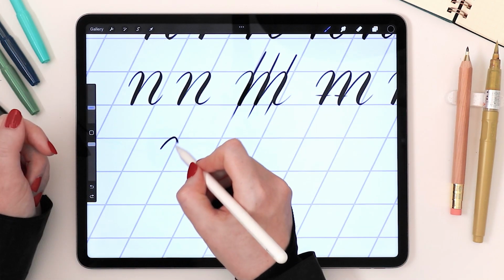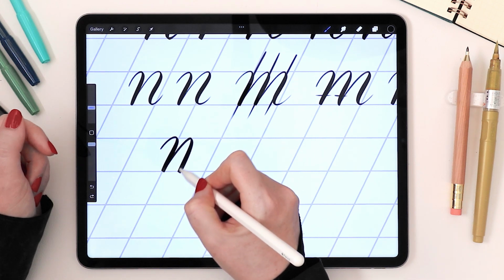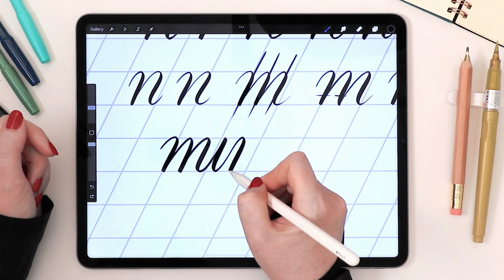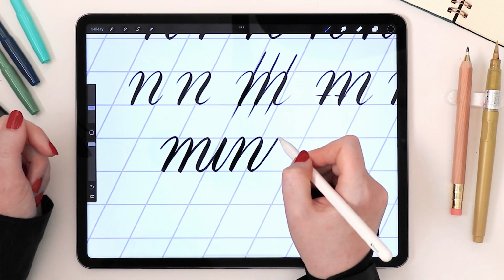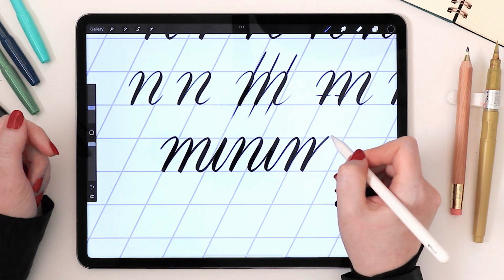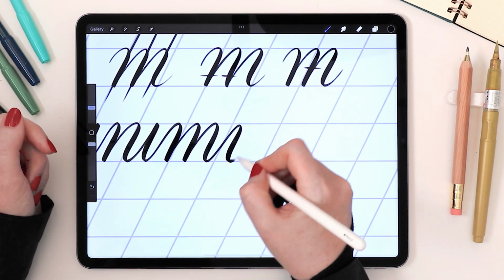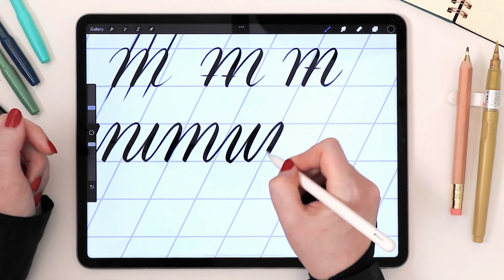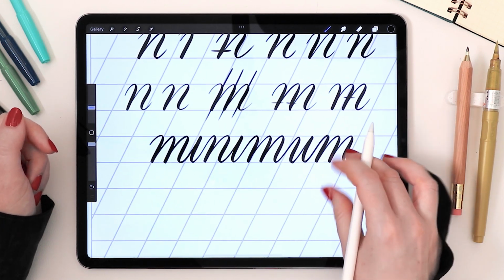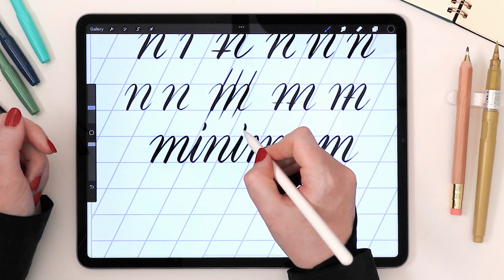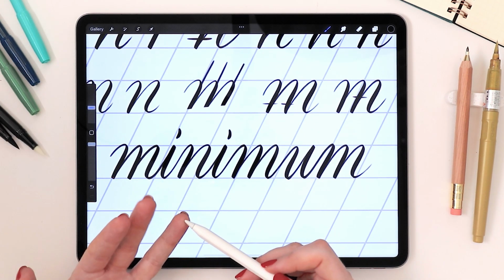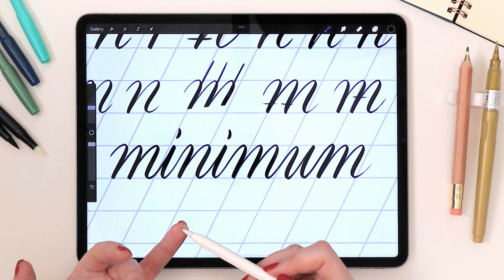Now, if you really want a slightly challenging word to practice with now, we can use one of the most classic parallel downstroke exercises that even monks transcribing in calligraphy ages and ages ago also practiced in their practice sheets. And that is this word, minimum. This is truly a real test of downstroke consistency, letter spacing consistency, and parallel downstroke conformity.